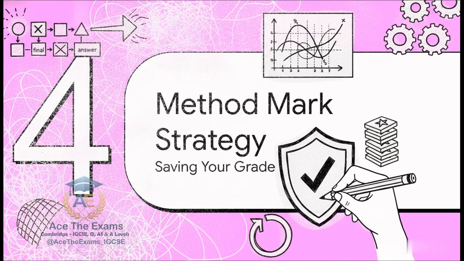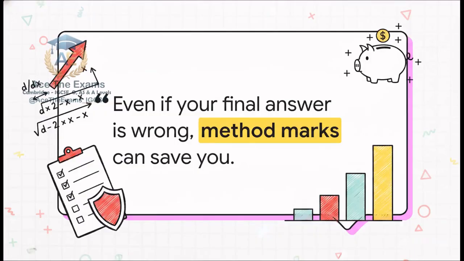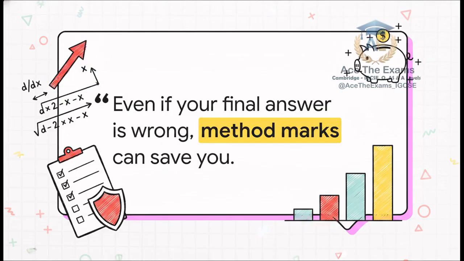Moving on to part 4, the method mark strategy, saving your grade. And this brings us to a massively crucial examiner alert pulled straight from the reports. Listen to this. Students lose marks by not showing working. Even if your final answer is wrong, method marks can save you. I cannot overstate this. The process is just as important as the final destination.